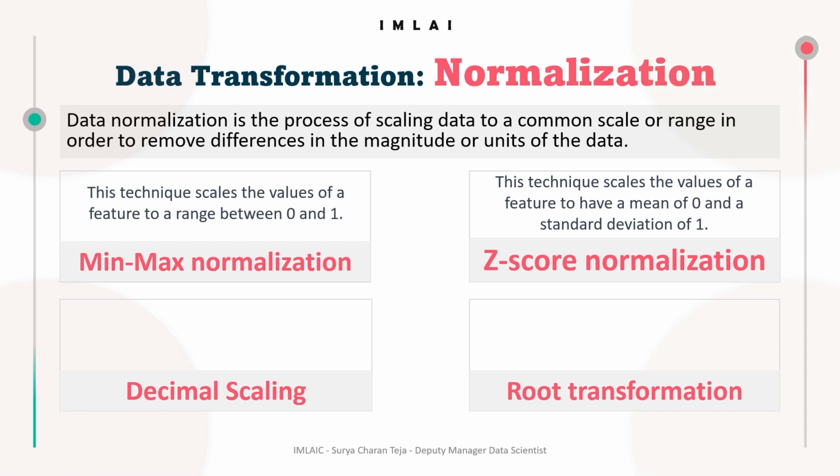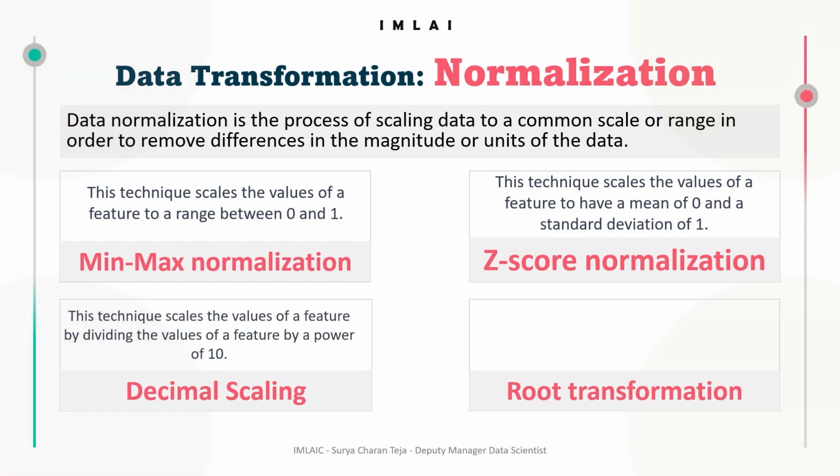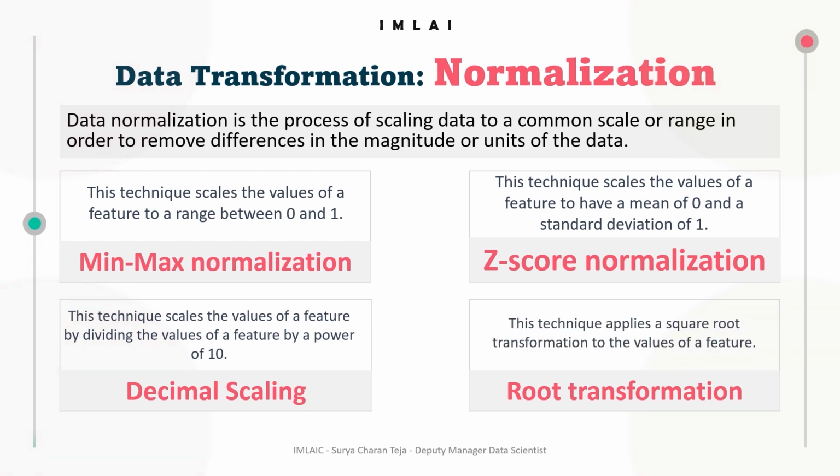Then we have decimal scaling. This technique scales the values of a feature by dividing the values by a power of 10. Then we have the root transformation. This technique applies a square root transformation to the values of a feature. This can be useful for data with a wide range of values, as it can help to reduce the impact of outliers.